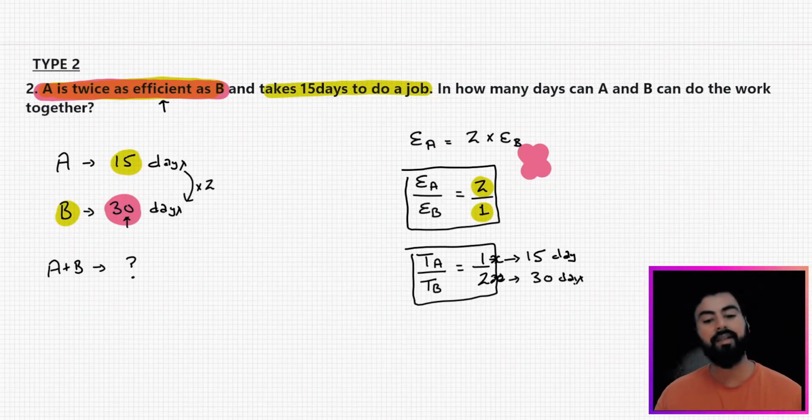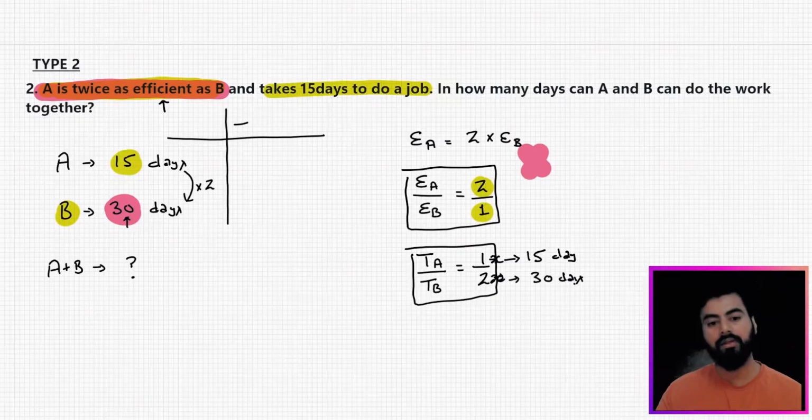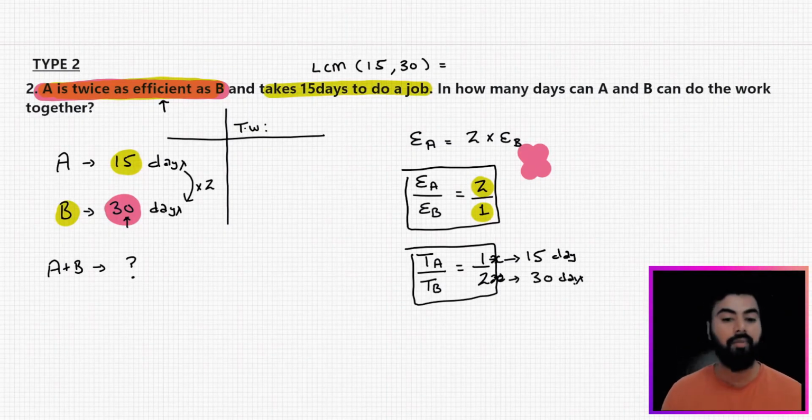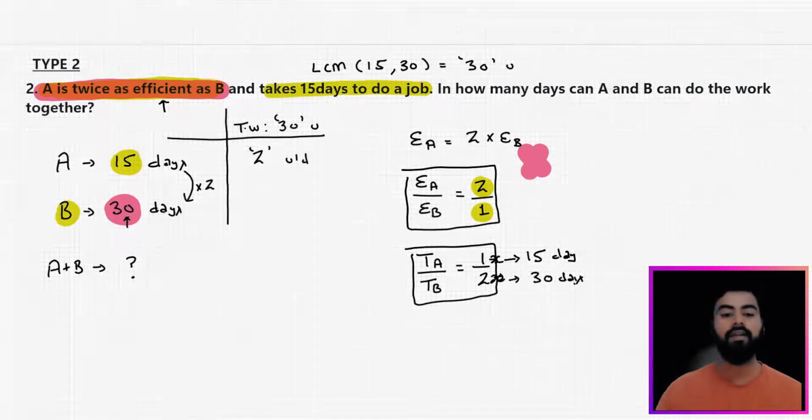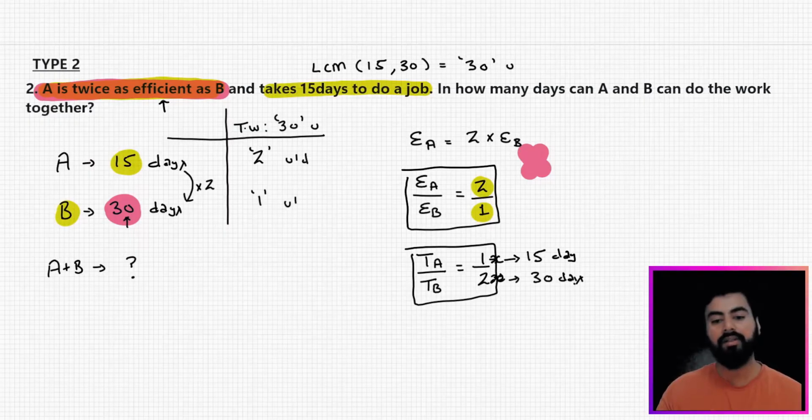Again, I have been asked to calculate in how many days A and B will do the work together. First step is going to be the assumption of total work. Simply calculate the LCM of 15 and 30. What are 15 and 30? 15 and 30 are the number of days taken by A and B. LCM, simple. It's going to be 30 units, a value which is divisible by 15 and 30. 30 units of work done by A in 15 days. Efficiency 30 by 15, 2 units per day. 30 by 30, 1 unit per day.